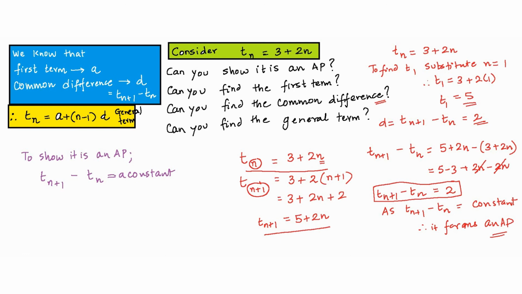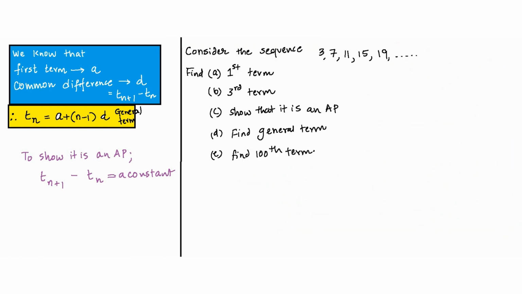Moving on to the next example. So let's consider the following question. Consider the given sequence. So the sequence is 3, 7, 11, 15, 19. You have to find the first term. So first term is definitely going to be 3. Then we have to find the third term. So 3 is the first term, 7 is the second term, and 11 is the third term. So the third term is 11.